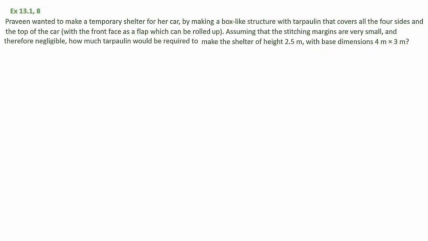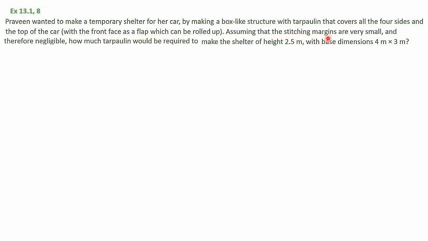So let's go through the question again. Praveen wanted to make a temporary shelter for her car by making a box-like structure, means a cuboidal structure, with tarpaulin that covers all the 4 sides and the top of the car. Means all the 4 sides and the top, means the bottom portion is not there. Then 5 faces, with the front face as a flap which can be rolled up. The front face is just like a flap, we can roll it up and keep it, because we need to open it to place the car inside.